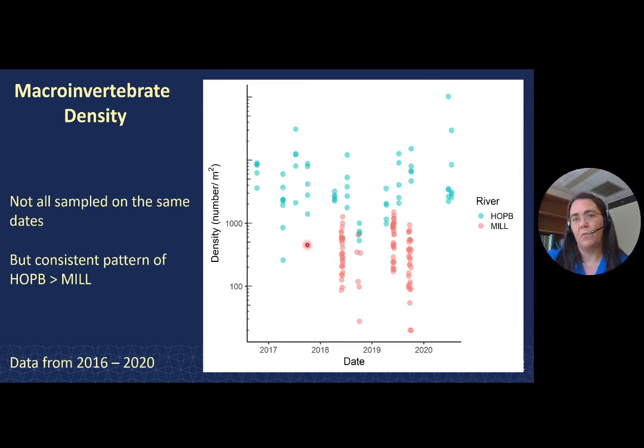But again, because they were not sampled exactly all on the same dates, I wanted to compare the macroinvertebrate density to date. And you can see even dates that are very similar or close, the Lower Hop Brook still has much greater density than the Mill River. So the difference between the two locations isn't just explained by the differences in sampling date.